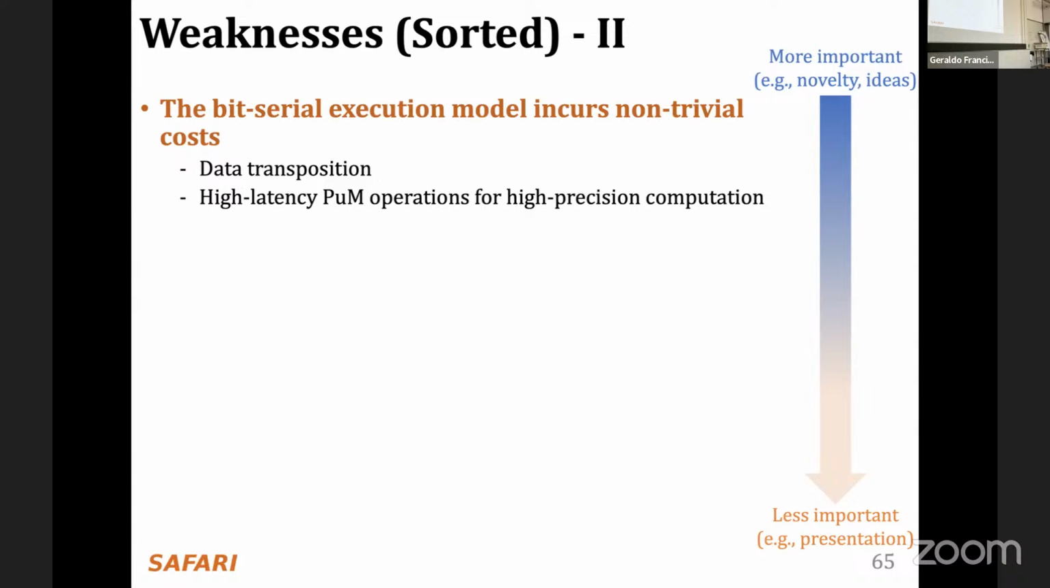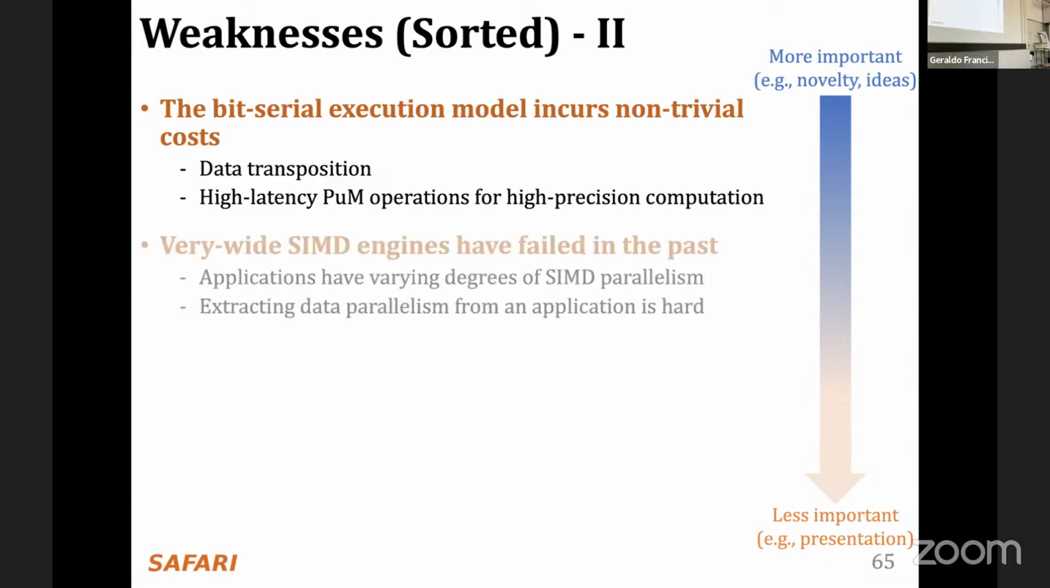Besides that, there are other things that incur latency that are not trivial. For example, the data transposition that I mentioned before, right? Even though we have accelerators to do that, you still need to move data back and forth from one format to the other. Those are limitations of the idea itself. If you think a little bit more, you can probably design a better system that can mitigate those two problems.